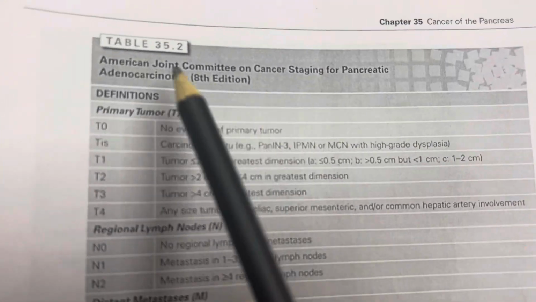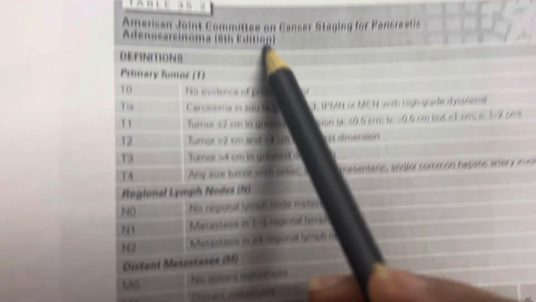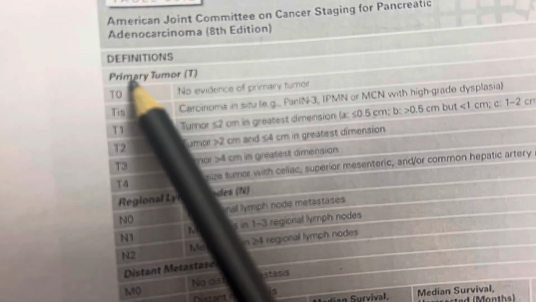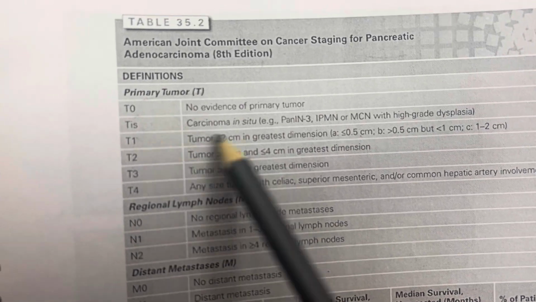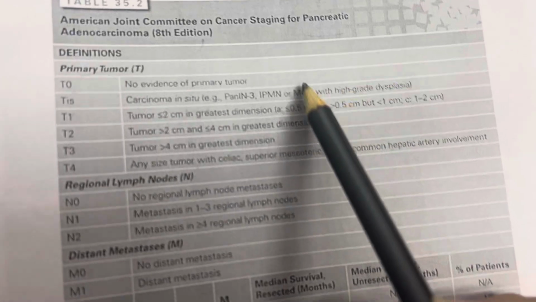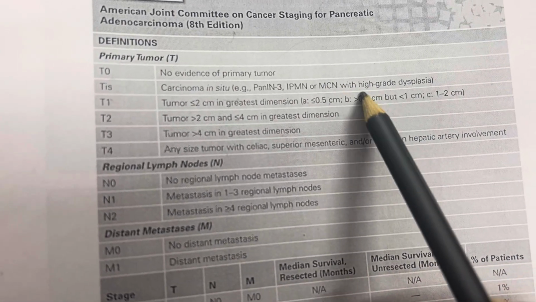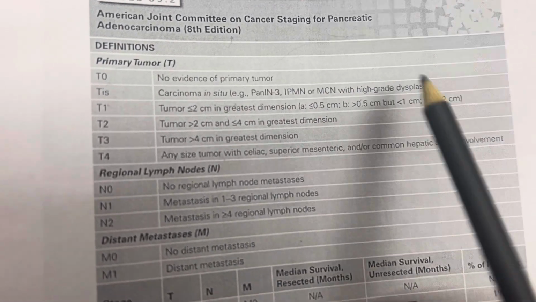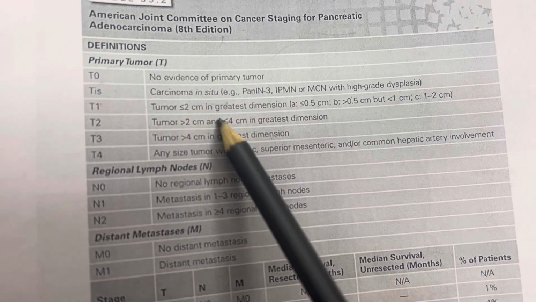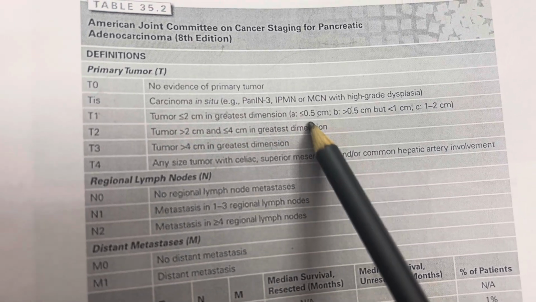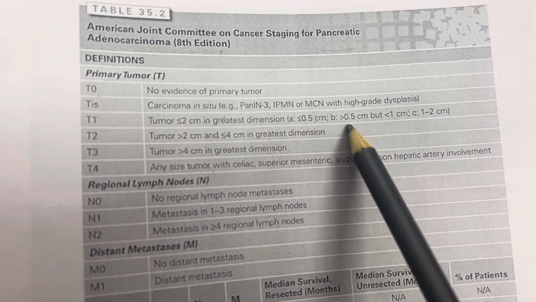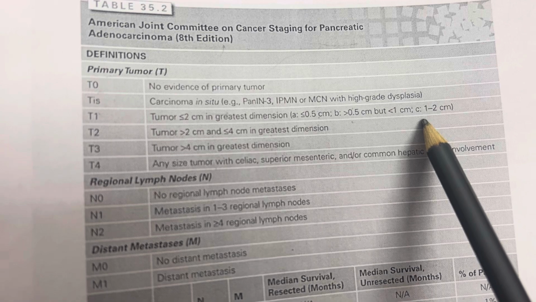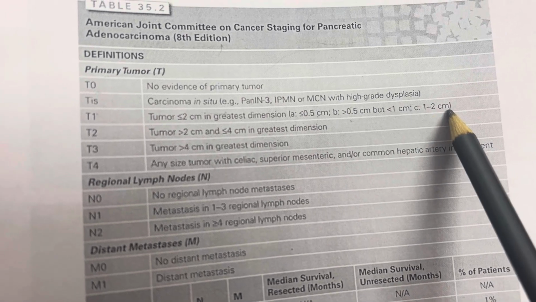So if we talk about the staging of pancreatic adenocarcinoma, the primary tumor T staging: Tis is carcinoma in situ. This includes PanIN-3, IPMN and MCN with high-grade dysplasia. T1 is less than 2 cm in the greatest dimension, divided into A, B, and C. A is less than or equal to 0.5 cm, B is more than 0.5 cm but less than 1 cm, and C is 1 to 2 cm.